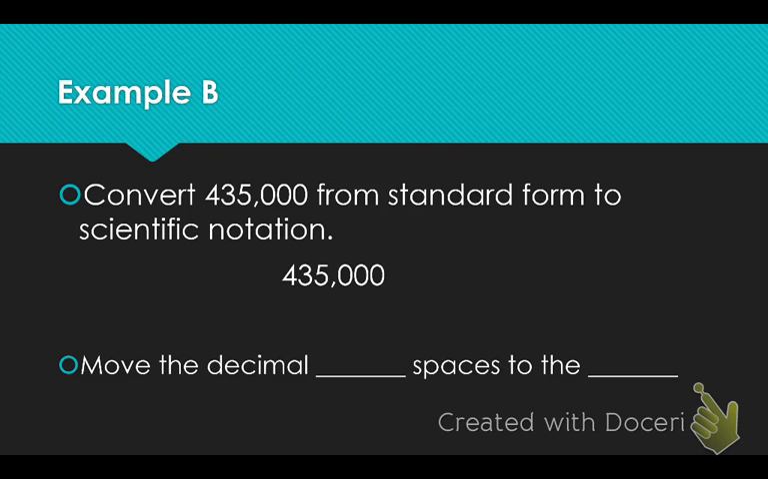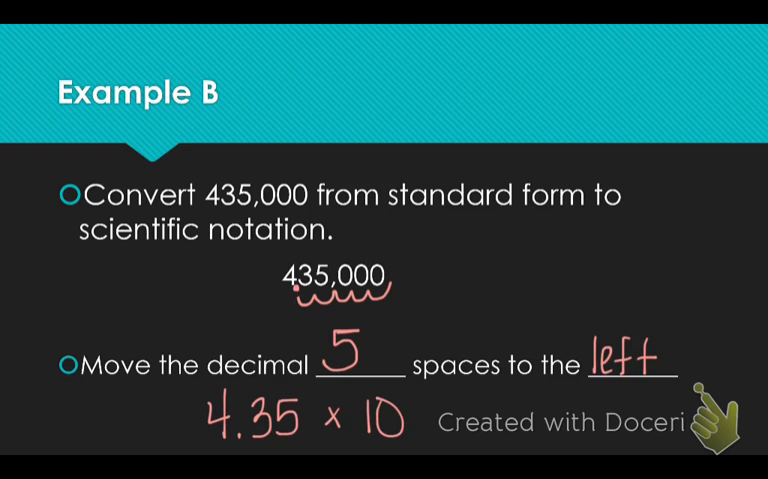Example B, I'm going to convert 435,000 from standard form to scientific notation. Again, my number needs to be in between 0 and 10, which is going to make it 4.35 in this case. And I'm going to move the decimal 1, 2, 3, 4, 5 times. So I'm moving the decimal 5 spaces to the left to make it 4.35 times 10 to the 5th.